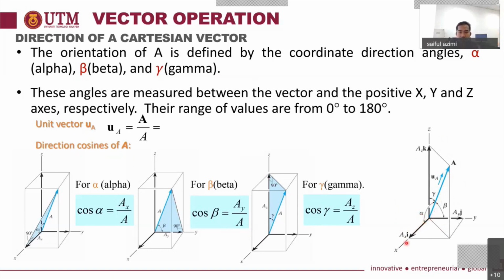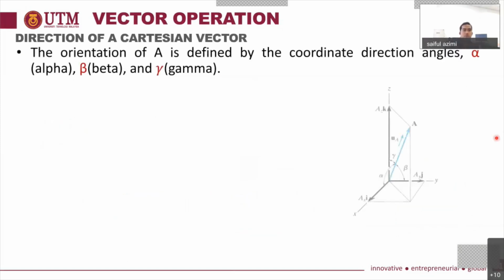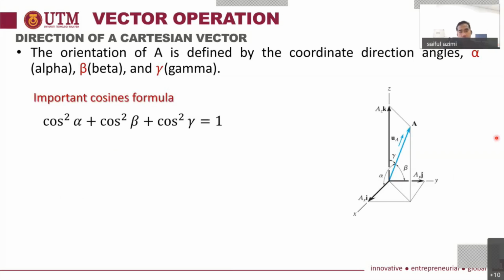Alpha comes from the x-axis. Beta comes from the y-axis here. And gamma comes from the z-axis, from the z-axis towards the resultant force. In addition to that, if you wanted to find the angles alpha, beta, and gamma, you can use the cosine formula: cos square alpha plus cos square beta plus cos square gamma equals 1.